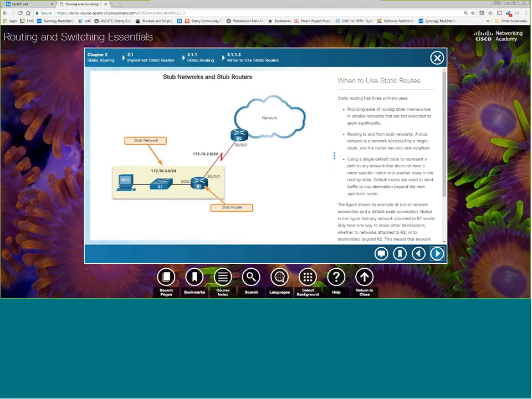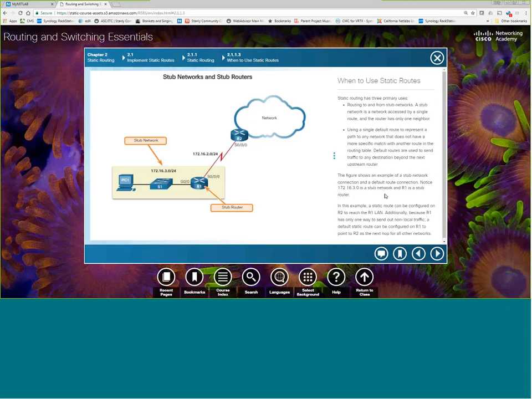So when do we use it most of the time? Stub networks. If you've only got one path out, there's almost no reason to use a dynamic routing protocol. With a single path, all you need to do is put a default route out going to R2, and then have R2 have one route back to 3.0. This is especially true if you're not going to add any more networks behind R1. It makes it very, very simple.